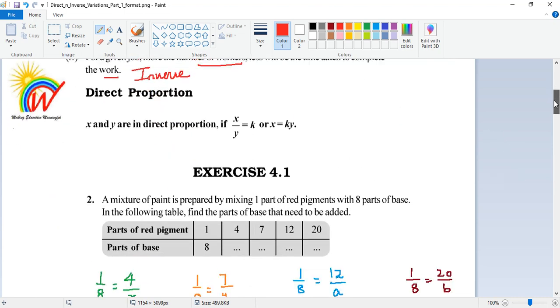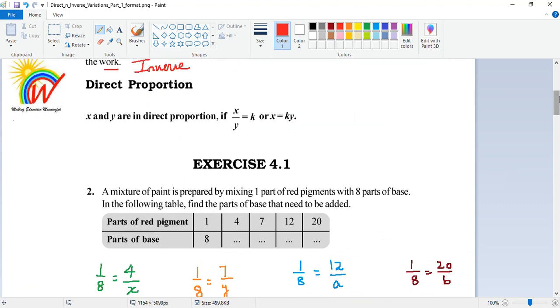Okay, so now we will come to the direct proportion. Now we are going to solve problems based on direct proportion. Let us say x and y are in direct proportion. That means when x increases, y also increases. When x decreases, y also decreases.